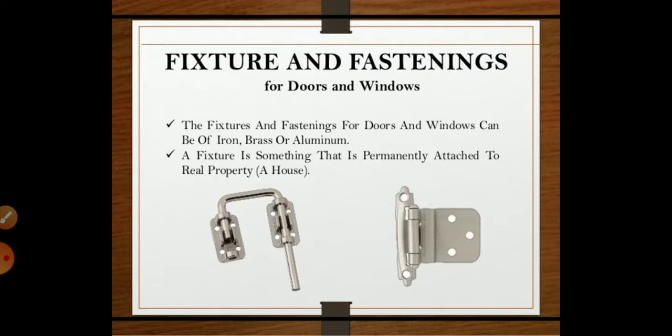Okay. So why is it necessary, and what types of fixtures and fastening do we provide in the door or window? The fixtures and fastening for the doors and windows could be of iron, brass or aluminum. What is a fixture? A fixture is something that is permanently attached to the real property. Real property means a house, bungalow, row house, whatever it is.